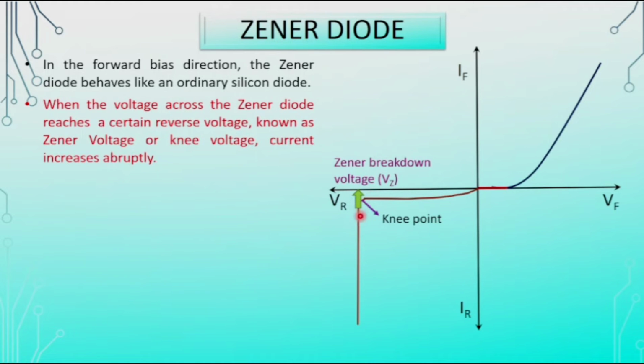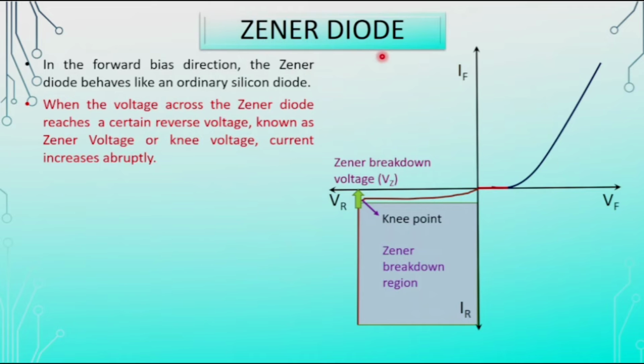Here this breakdown occurs due to the Zener effect, that is the tunneling of the electrons from p side to n side. Because the doping is very high, we get a narrow depletion region that leads to tunneling of electrons from p side to n side, and due to that we get this sharp current over here. Now the region under this curve where the current is increasing very high and the voltage is constant, that region is known as the Zener breakdown region.